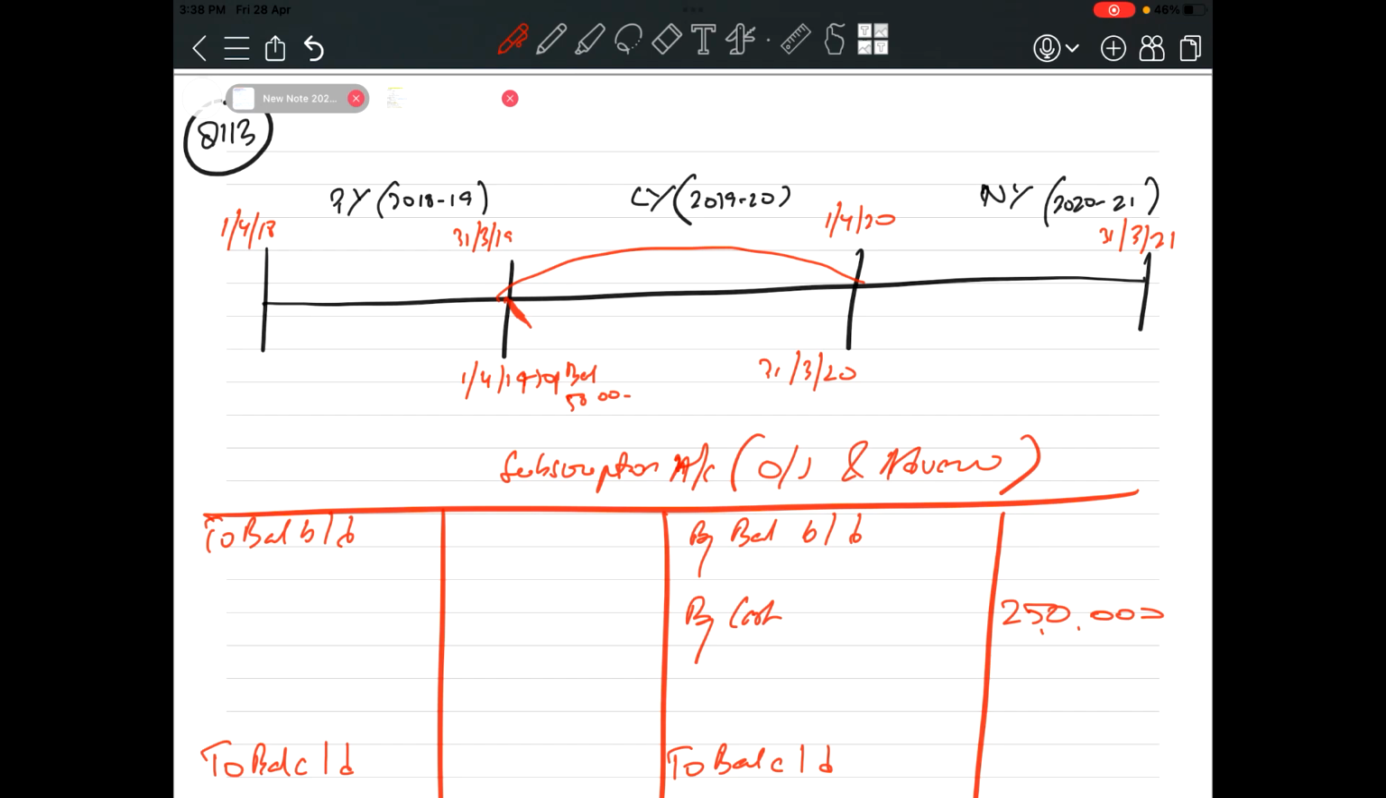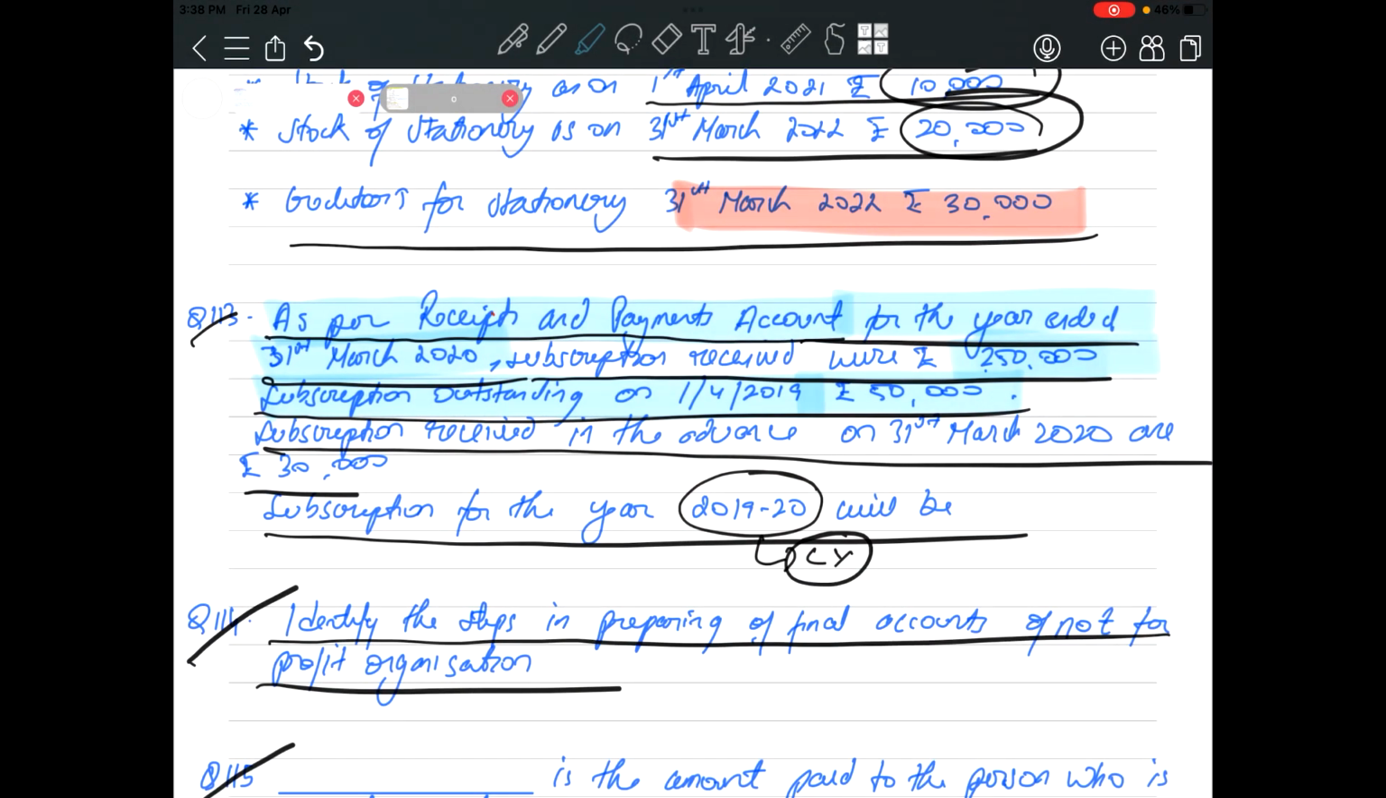50,000. Okay, 50,000. So this will be the opening balance of my current year. Subscription outstanding means it is an asset for me, so we will write it in the debit side. Okay, I hope it is clear to you now. 50,000. Okay, now let's move forward.